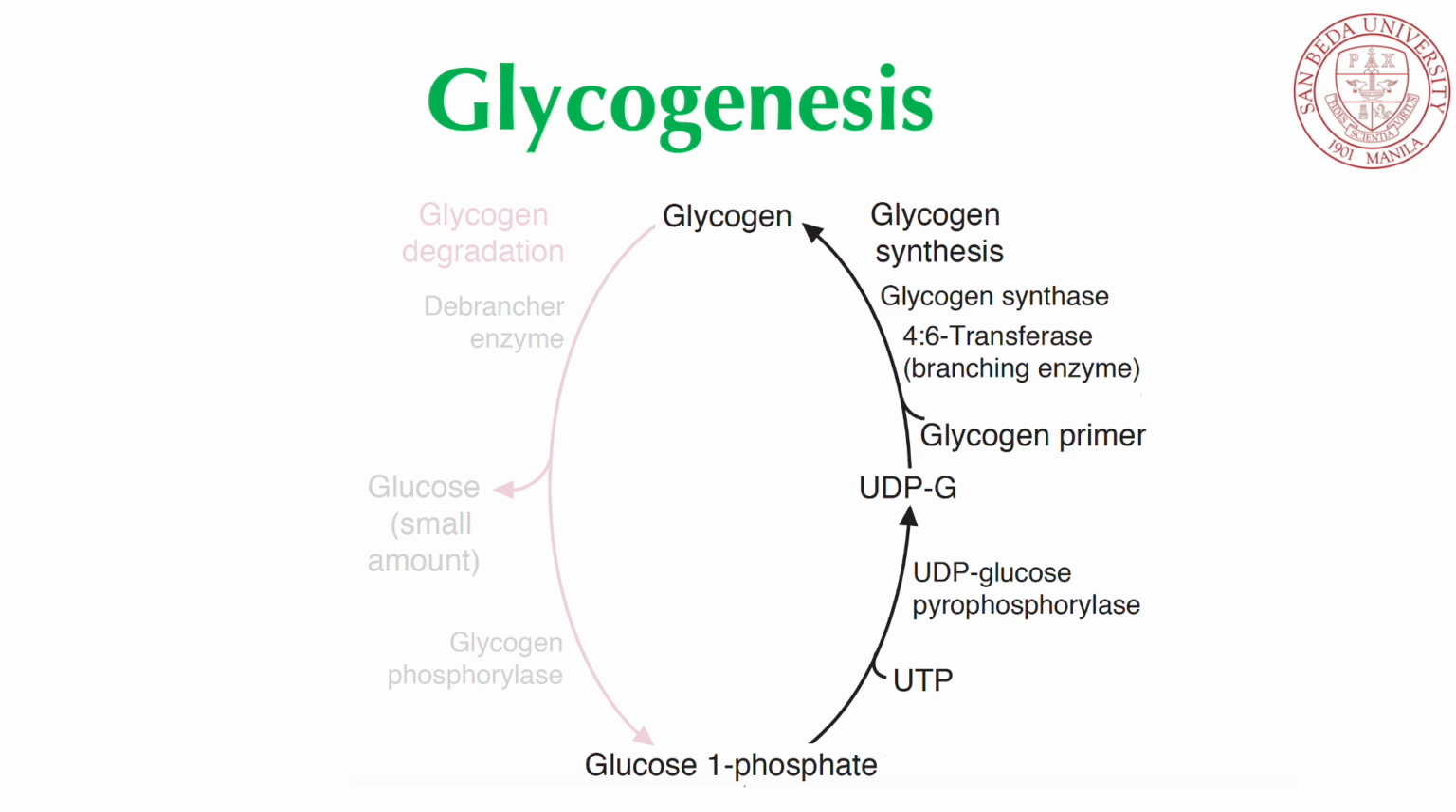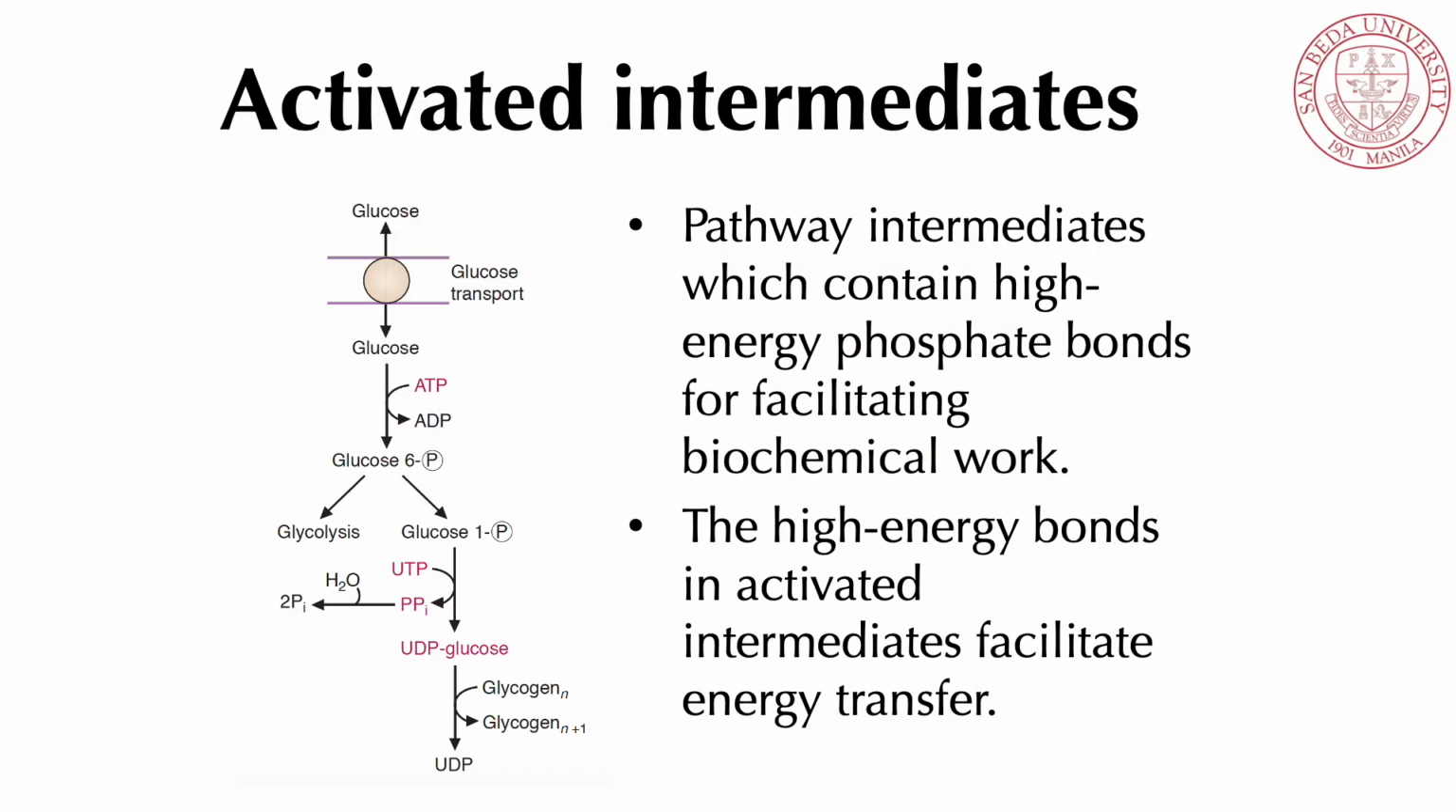But before we get to that, let us pay some attention to this intermediate here, uridine diphosphate glucose or UDP glucose. Now, UDP glucose is what's called an activated intermediate. An activated intermediate is a pathway intermediate which contains at least one high-energy phosphate bond for facilitating biochemical work. Now, these high-energy bonds, when cleaved, facilitate energy transfer that allows endergonic reactions to proceed in a forward direction.